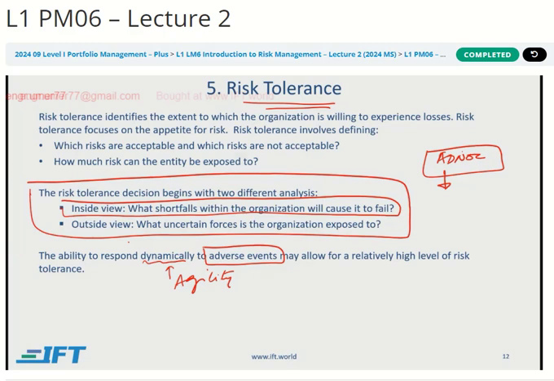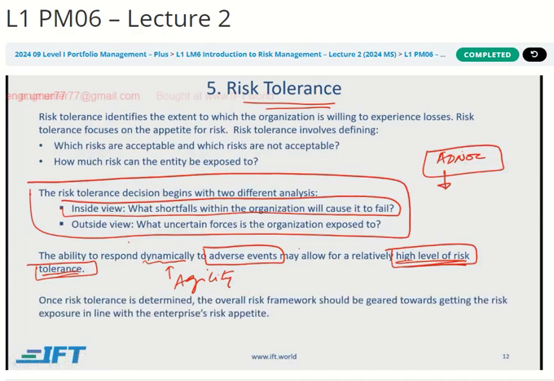For example, BlackBerry was not able to change with the changing dynamics of the smartphone industry, or Nokia. So it's not that the bigger you are, the higher the level of risk you can take. The more agile and dynamic you are, the higher the level of risk tolerance you can have. So this is another exam level question: what is the driver for allowing a relatively higher level of risk tolerance? Well, it's the ability of the organization to dynamically respond to adverse events.